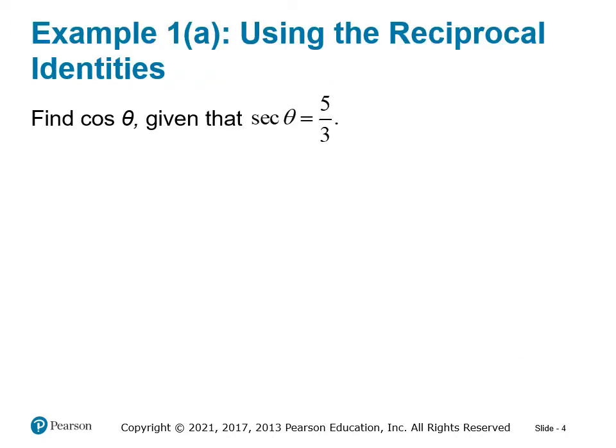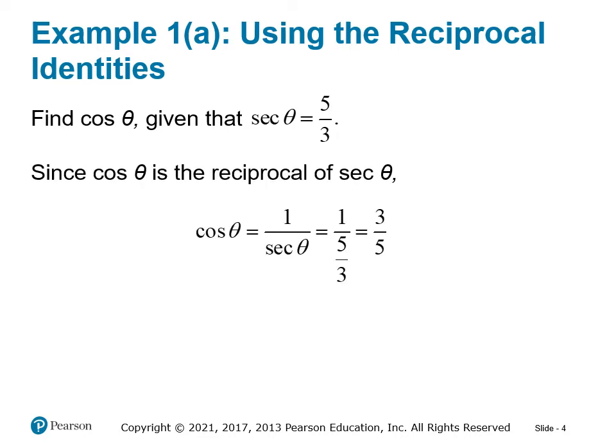Find cosine given that secant equals 5/3. Well, as we just saw and we've seen in the previous exercises, cosine is the reciprocal of secant. And so simply what we do is we reciprocate the fraction. Here they've done it in a few more steps, but basically if secant is equal to 5/3, then cosine will equal 3/5.